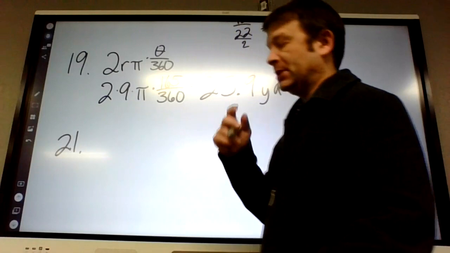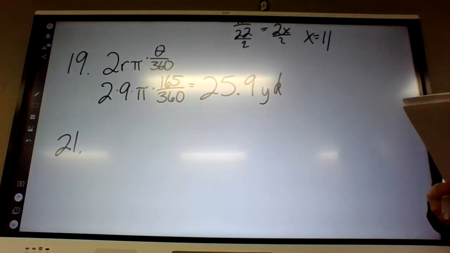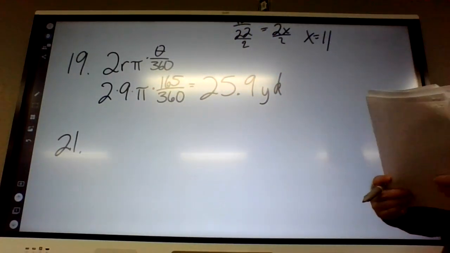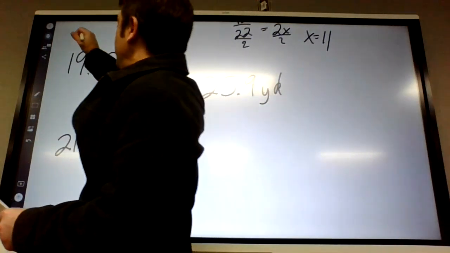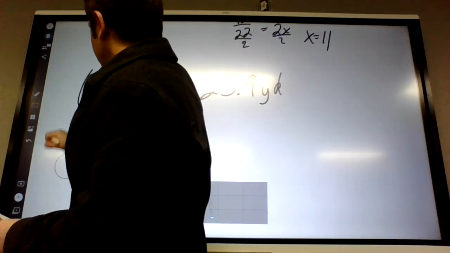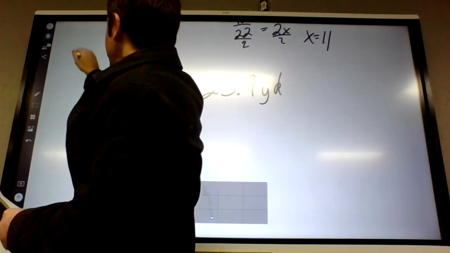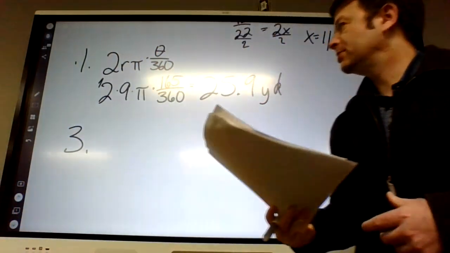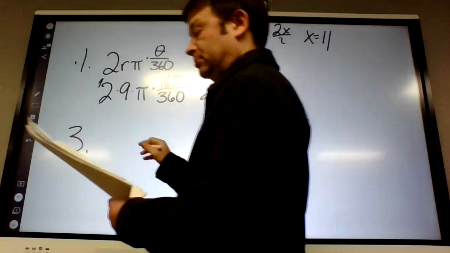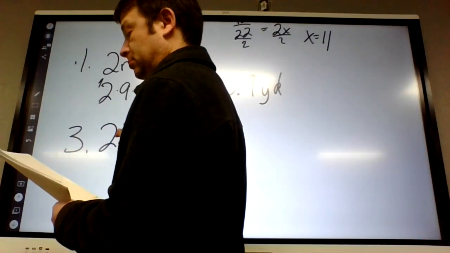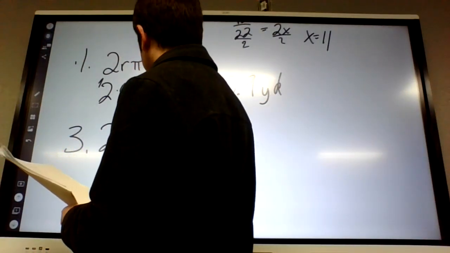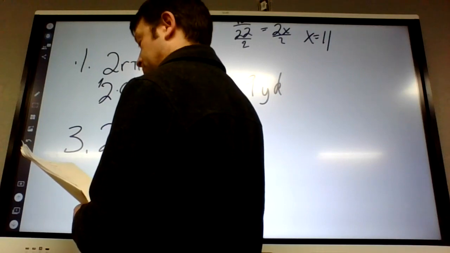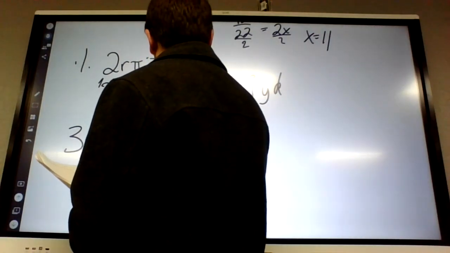All right, Caleb, on 20 or so 21. I don't know what I'm doing here. I kept going with my numbers. On number 3, what should we plug in? 2 times 14 times pi times 300 over 360. Yeah, that's it.